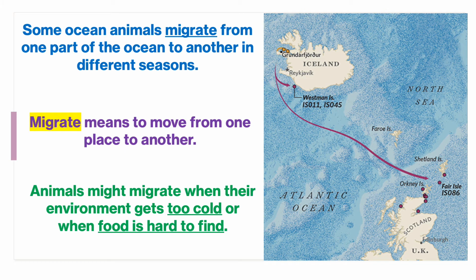Some ocean animals migrate from one part of the ocean to another in different seasons. Migrate means to move from one place to another. Animals might migrate when their environment gets too cold or when food is hard to find.